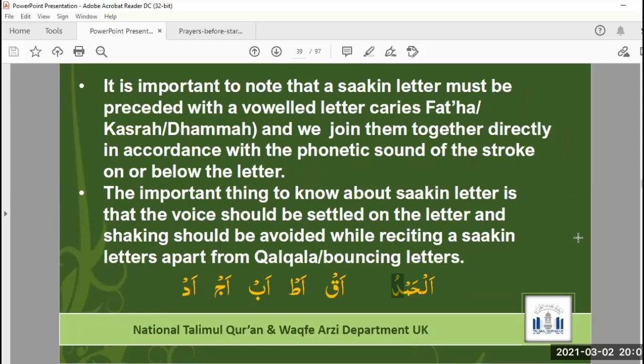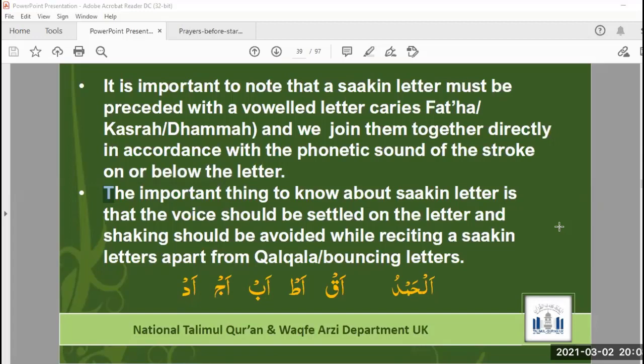Just one second. What do you mean by this? Can you please elaborate a little bit? What we mean is that the sakin letter cannot be pronounced on its own. The letter before it has to have a fatha, a kasra, or dhamma. If the previous letter has an a sound, e sound, or u sound, we will join them together accordingly. Yes, that's correct. Well done.